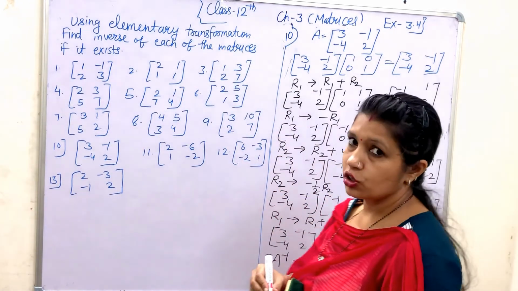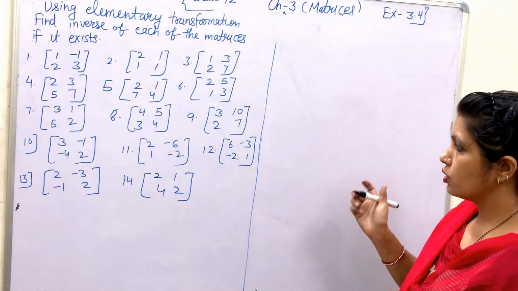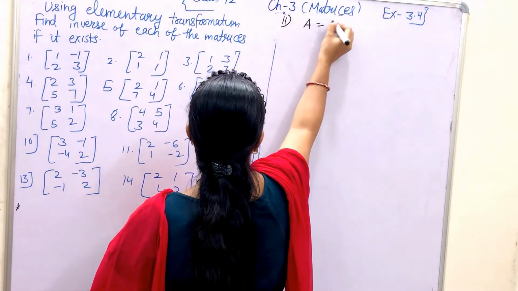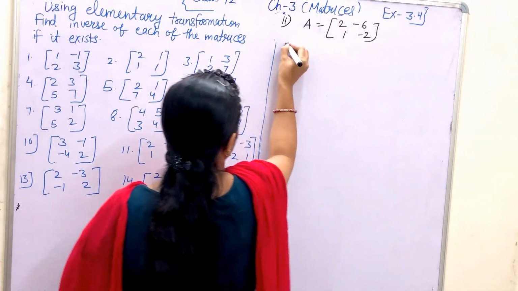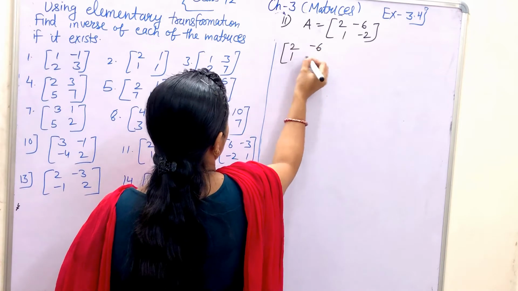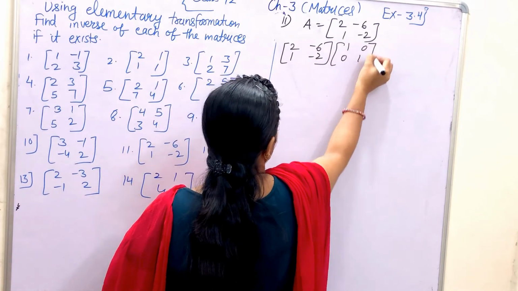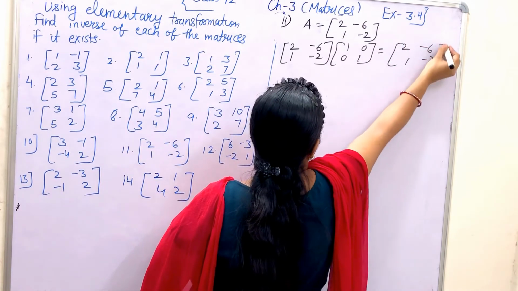This is the solution of question number 10. Now question number 11. A is [[2, -6], [1, -2]]. A equals I times A, where identity is [[1, 0], [0, 1]]. Here is [[2, -6], [1, -2]].